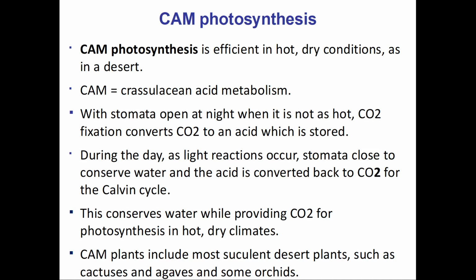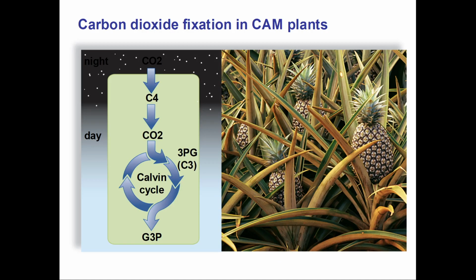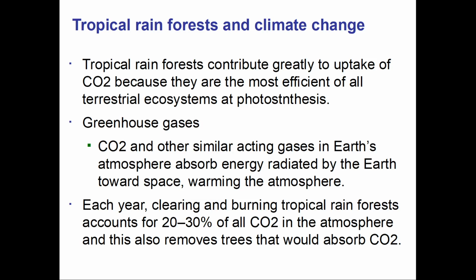CAM plants include most succulent desert plants such as cactuses, agaves, and some orchids. We see an example of a CAM plant here, and that is the pineapple. That's in the same family, believe it or not, as Spanish moss, which is neither Spanish nor moss. It's native to the southeast United States, and it's a flowering plant.